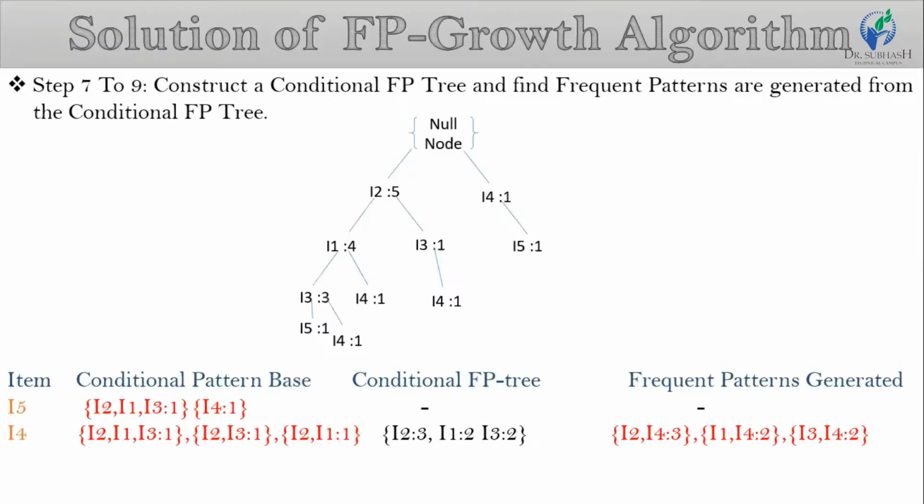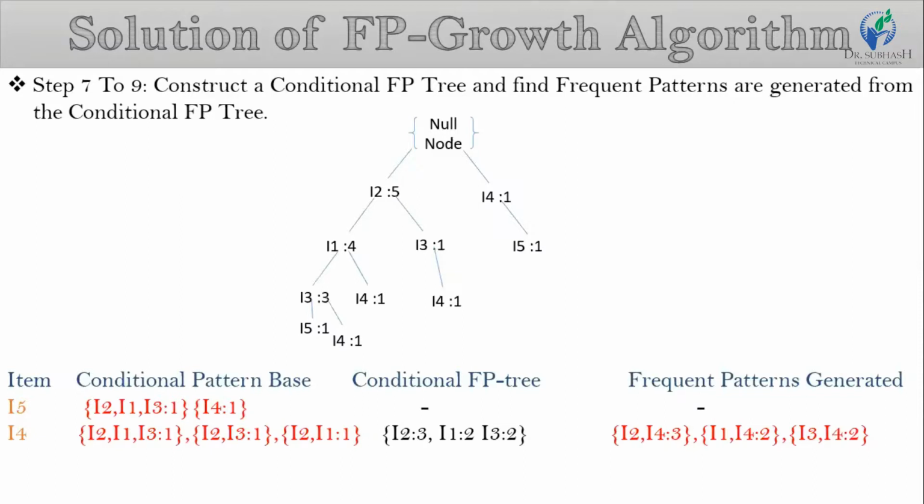considering I4 as suffix, the prefix paths will be I2, I1, I3: 1, I2, I3: 1, and I2, I1: 1. This forms the conditional pattern base. The conditional pattern base is considered a transaction database.